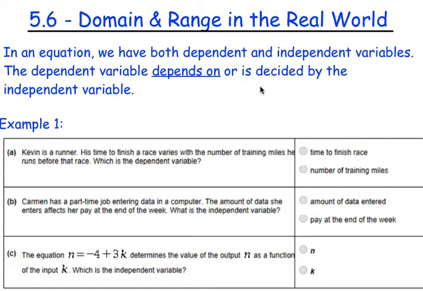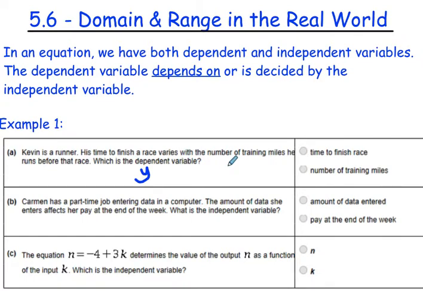So on this first example, it says, Kevin is a runner. His time to finish a race varies with the number of training miles he runs before that race. Which is the dependent variable? So like we said before, your dependent variable would be your y variable. So y is typically waiting for x to decide what it wants to be. So this is the y, or the output variable.